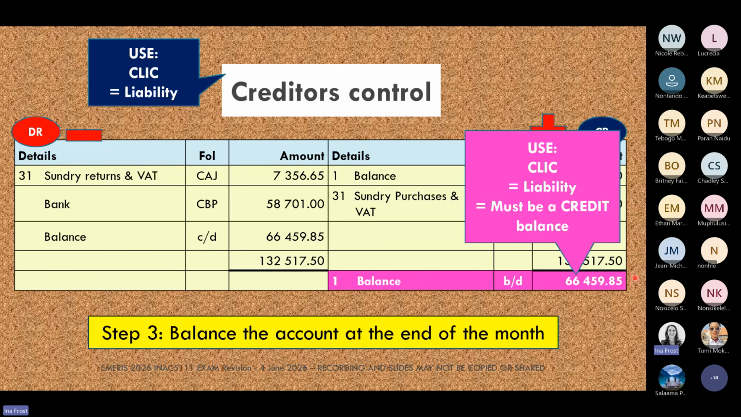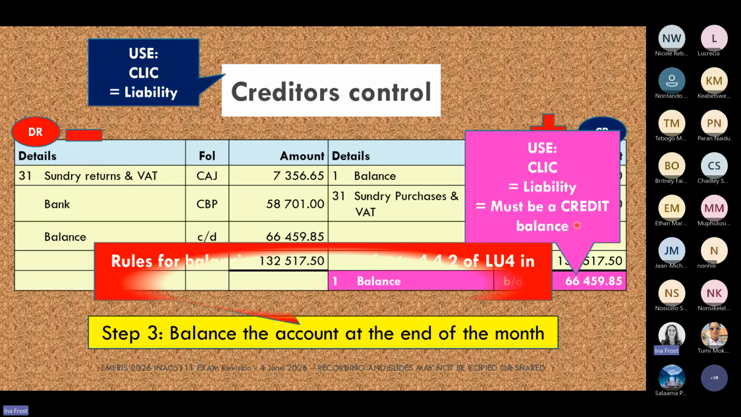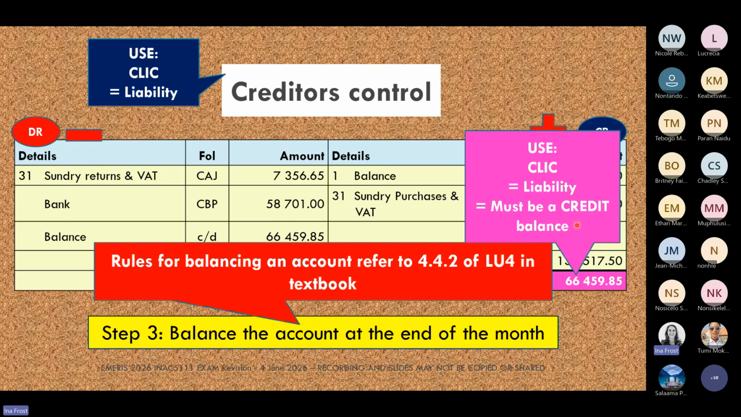So to recap then, for our creditors control, we used DEAD CLICK because a creditors control account is a liability, and a liability account must have a credit balance. If you need more help on how to balance any general ledger account, you can refer back to your textbook and look at section 4.4.2 of Learning Unit 4.